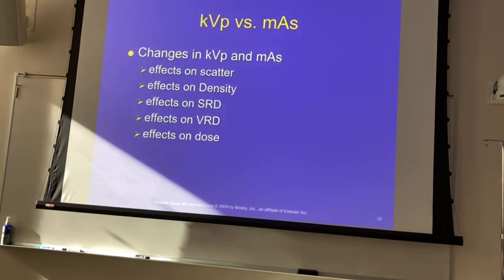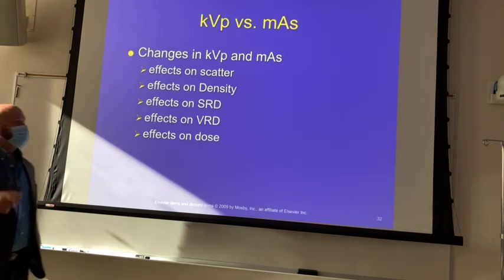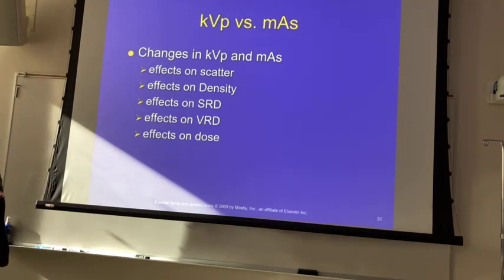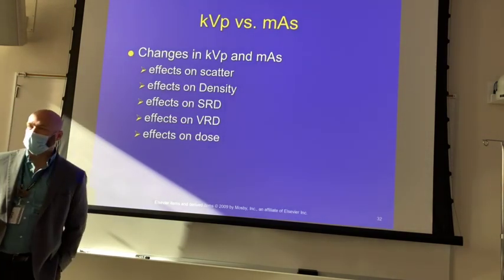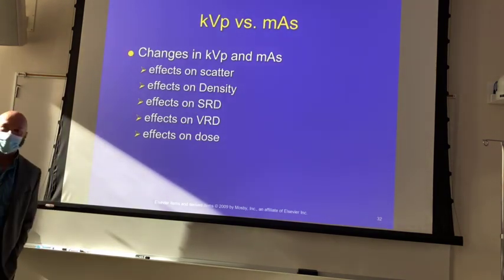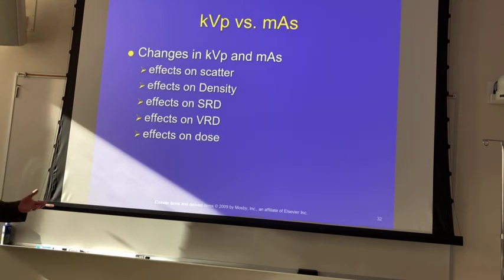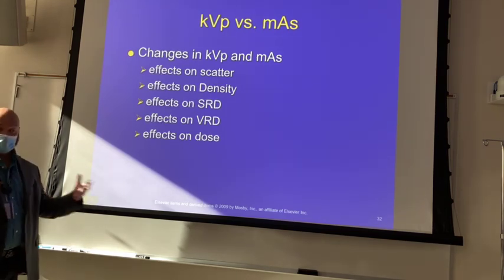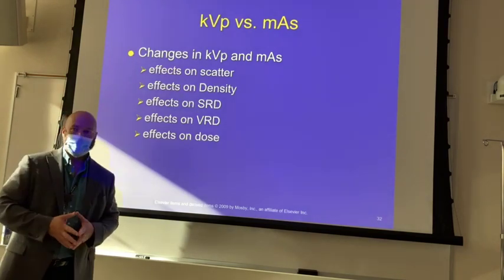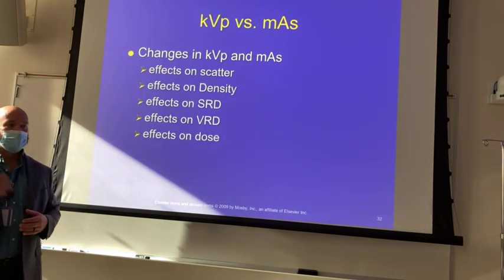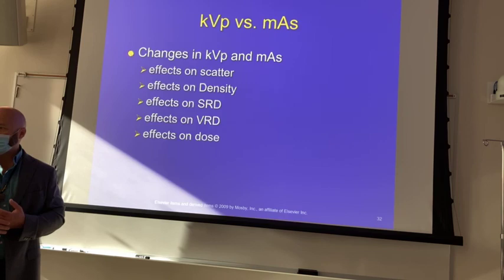All right, so kVp versus mass. Whenever we change kVp, we talked about that, we affect scatter radiation. But when you change your mass, does it affect scatter? Well, it depends on what you consider affects scatter, okay? If you're talking about the number of photons that you create, or the number of photons that are scattered, if you double your mass, would it not double the number of photons scattered? The answer is absolutely it would.